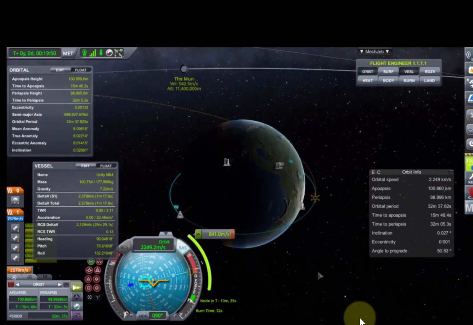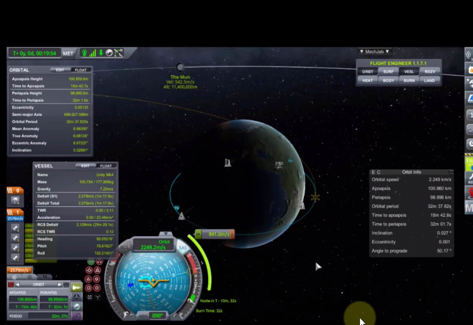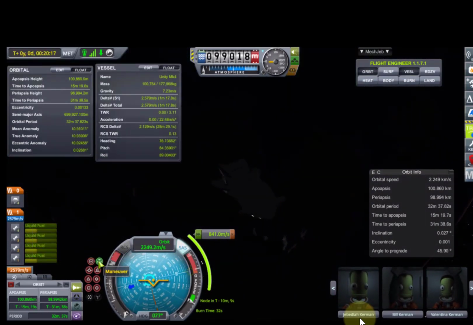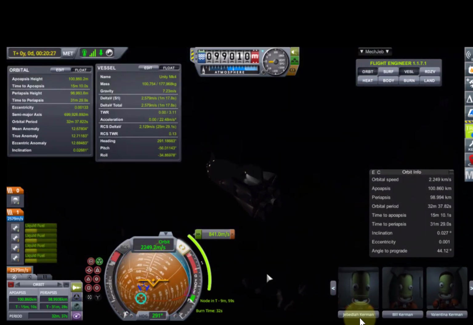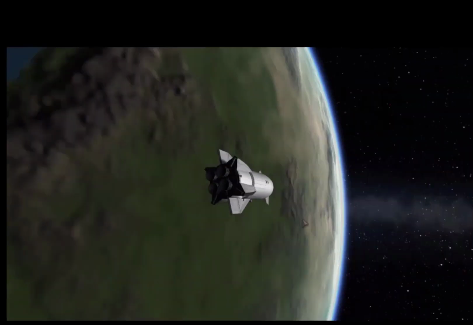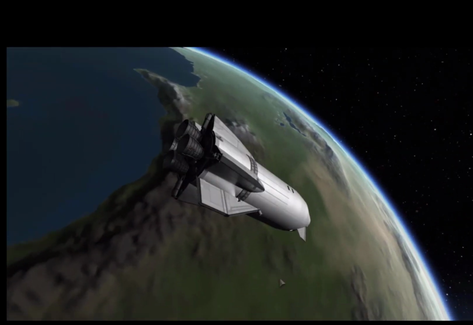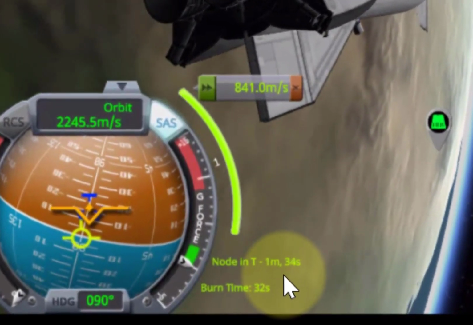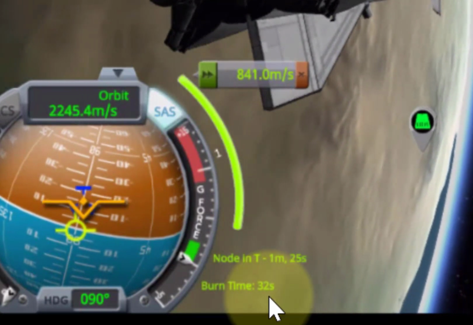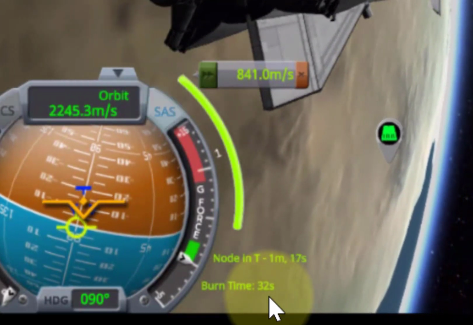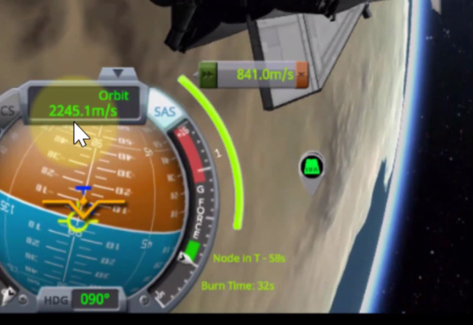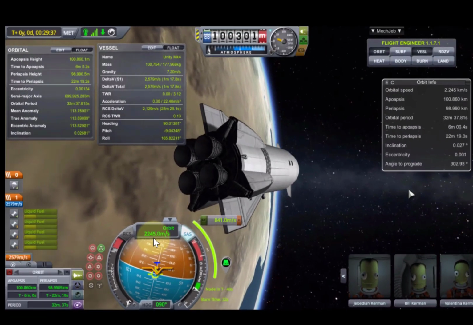So now we just wait till we reach that maneuver and fire the rocket's prograde to increase the speed up to the speed required for that transfer orbit. I can see that maneuver node's approaching in about a minute, and it's going to be a 32-second burn that's required. Current speed about 2245 meters per second.